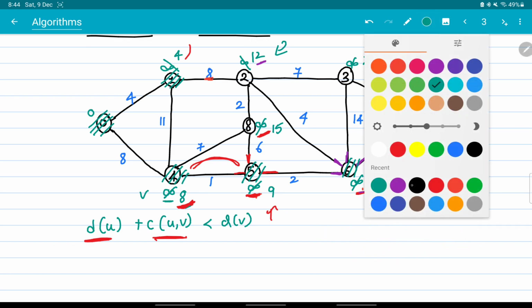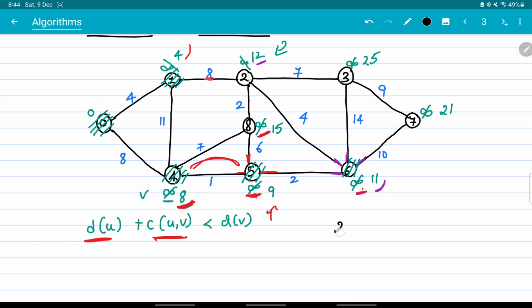Now once again we will write all the leftover nodes. So we have 2, 3, 8 and 7 left. And what are their distances? The distance of 2 is 12, that of 3 is 25, that of 7 is 21, and that of 8 is 15. Now which is the minimum value in this? 12 is the minimum value, belongs to vertex 2. So now my next source vertex is 2.